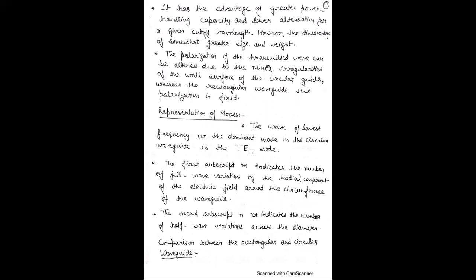The polarization of the transmitted wave can be altered due to minor irregularities of the wall surface of the circular guide, whereas in the rectangular waveguide the polarization is fixed. Here polarization means a specified direction of the electric as well as magnetic field. The polarization of the transmitted wave changes due to minor irregularities of the wall, means irregularities in the wall inside the circular waveguide change its polarization. But the polarization of the rectangular waveguide remains fixed.